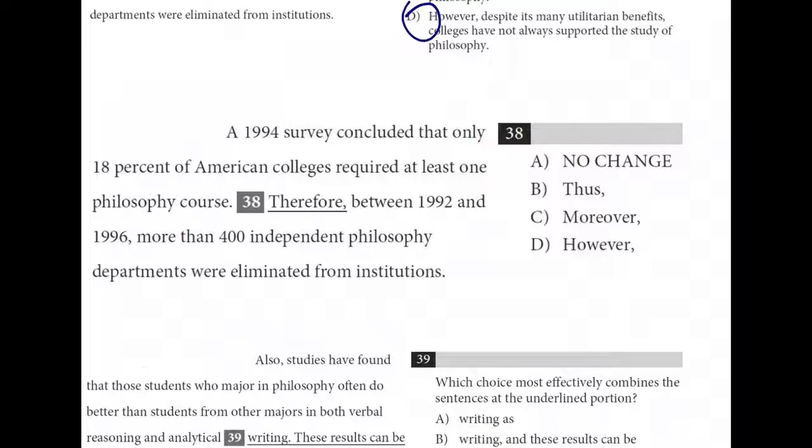38. A 1994 survey concluded that only 18% of American colleges required at least one philosophy course. Moreover, C. Between 1992 and 1996, more than 400 independent philosophy departments were eliminated from institutions. C is the best answer because it provides a transition that logically connects the information in the previous sentence to the information in this one. Both sentences provide evidence of colleges' lack of support of philosophy programs, so the adverb moreover, which means in addition, accurately captures the relationship between the two sentences.